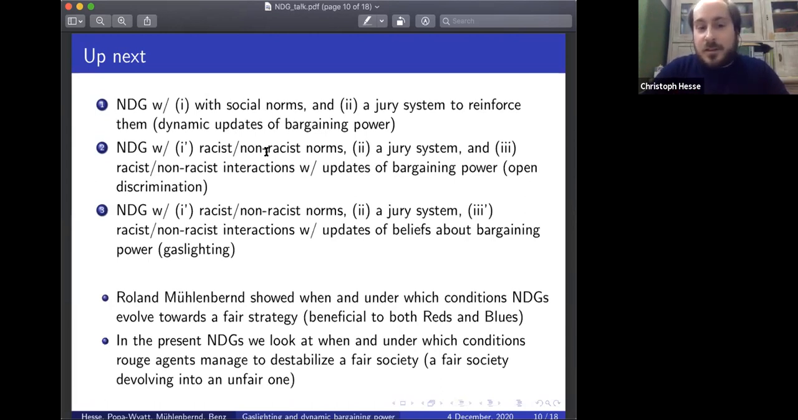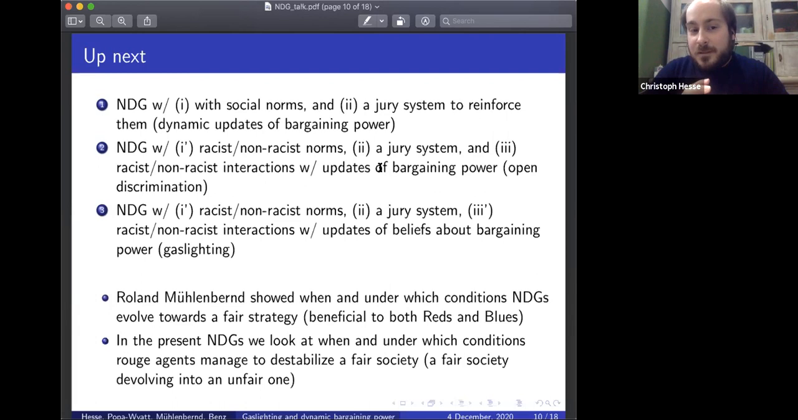The second model is going to add racist norms and racist interactions, and it's going to give the racists the ability to take away bargaining power. The real-world examples you might think of are cases where a landlord doesn't want to rent to an LGBTQ person because of their sexuality. It could be red tape. A black person is denied a mortgage loan by a bank because the bank thinks that white people are more likely to not default on the loan, something along those lines.